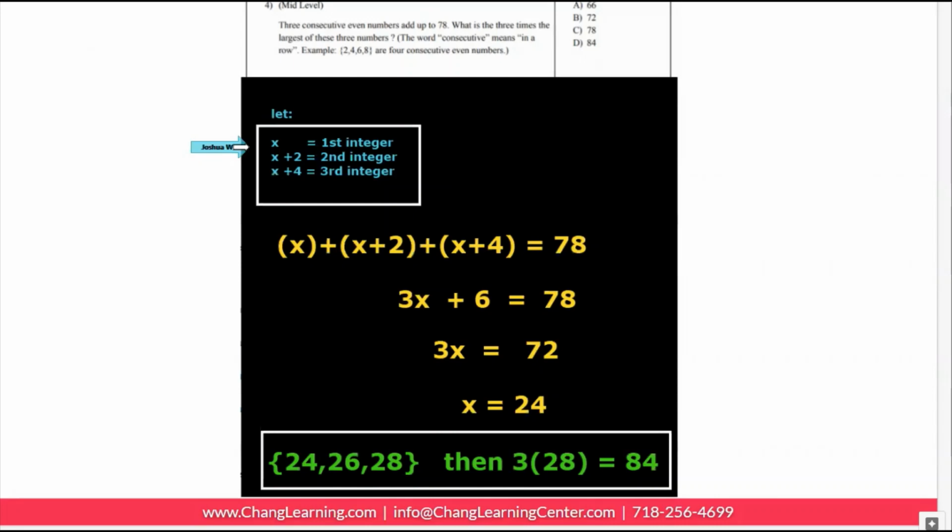Then we can set up the equation for the sum. x plus x plus 2 plus x plus 4 is 78 total. Grouping like terms, we have 3x plus 6 equals 78. Subtract 6 from both sides, divide by 3, and x equals 24. So 24 is the first number in the set, the second number is 26, and the third number is 28. Then 3 times 28 equals 84. So we have the correct sum. We have the correct largest number, and that extra step means that 3 times the largest number is D, 84.